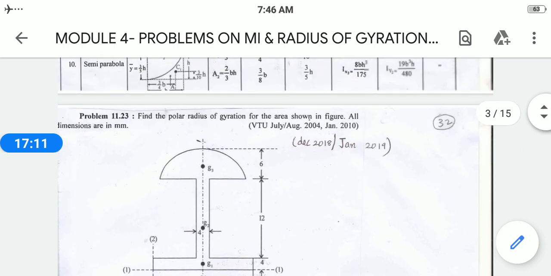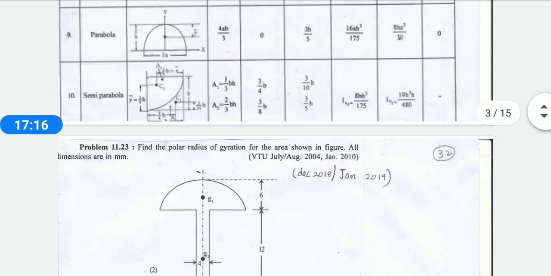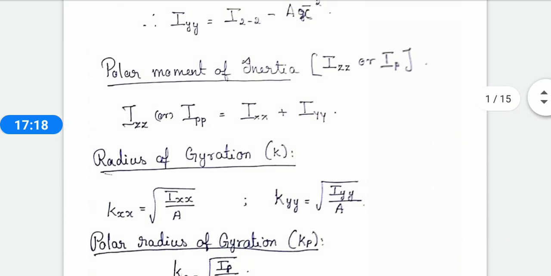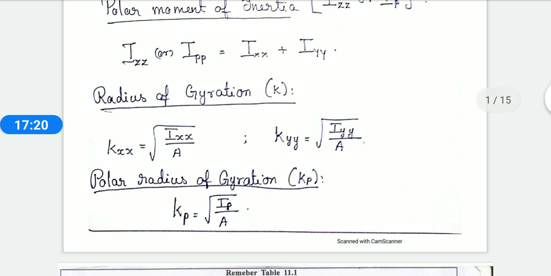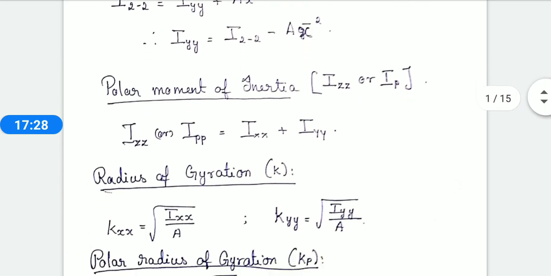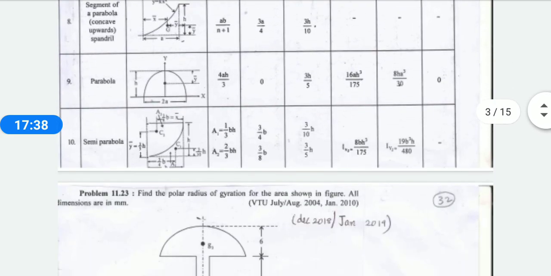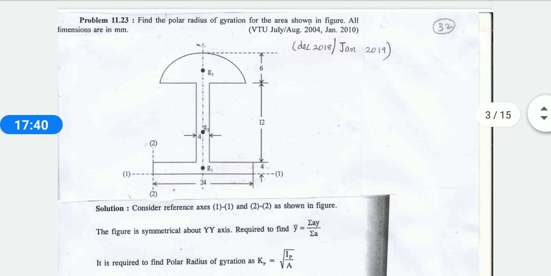See, consider this diagram. They had asked us to find the polar radius of gyration. See, what is the formula for polar radius of gyration? Kp is equal to square root of Ip divided by A, whereas Ip is equal to Ix plus Iy, or else we can directly find out Ip, which is equal to Ixx plus Iyy. So we need to find both the Ixx and Iyy terms over here.